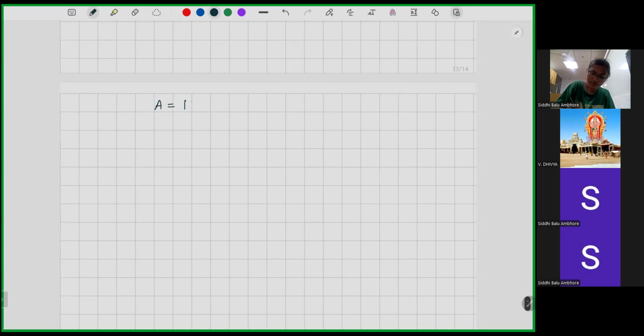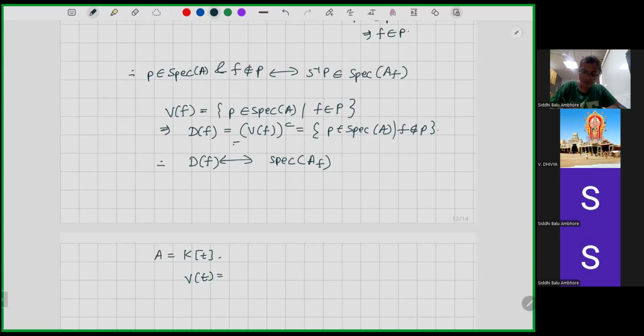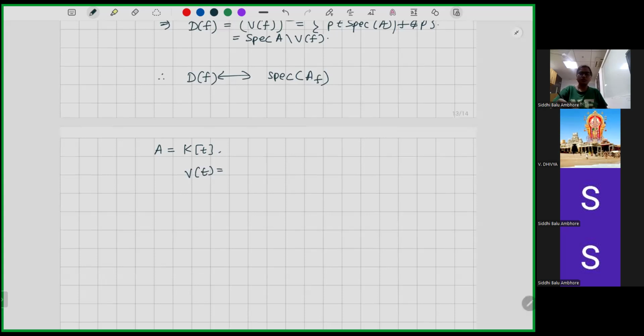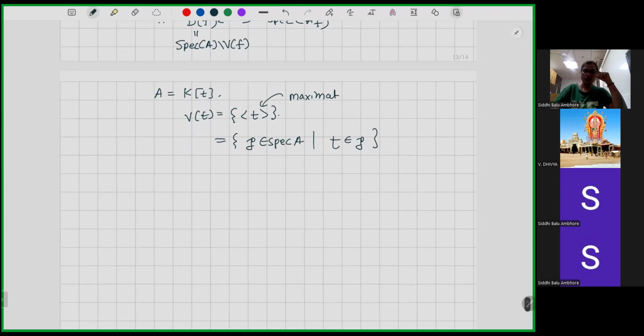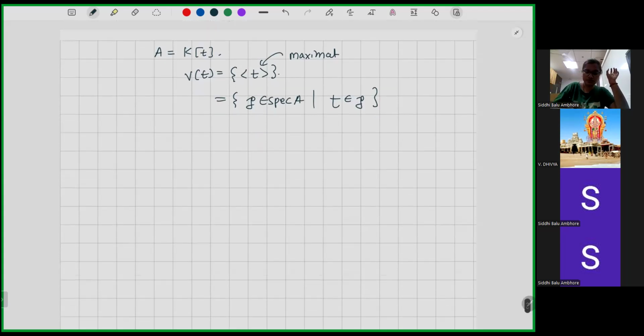In our case, my A is K[T], and so D of F is Spec A minus V of F. Here V of T is the set of all P in Spec A such that T belongs to P. So it is the only maximal ideal: the ideal generated by T is the only maximal ideal which contains T.